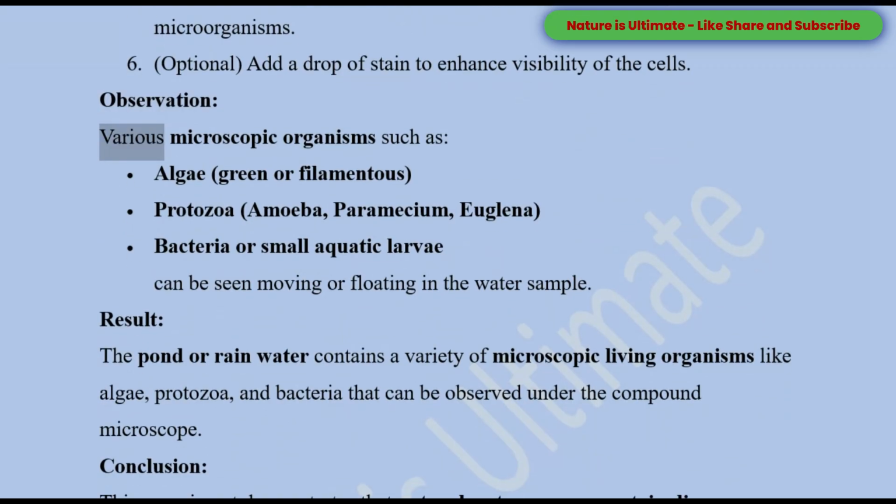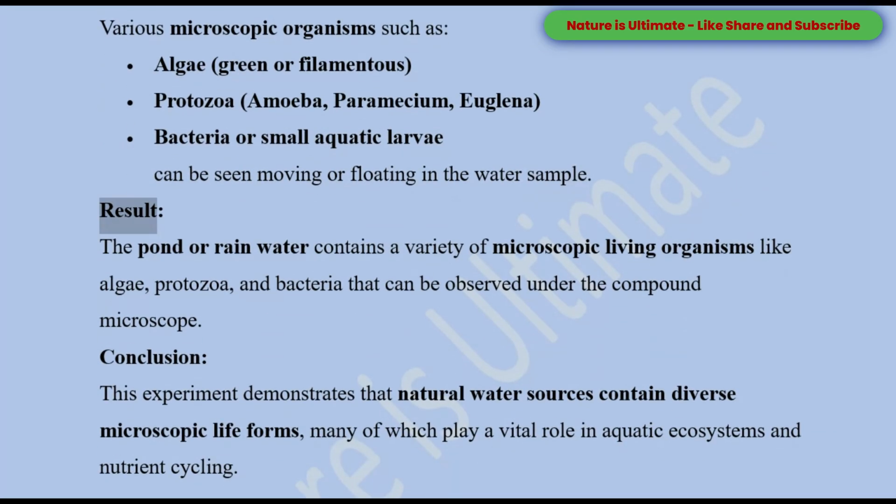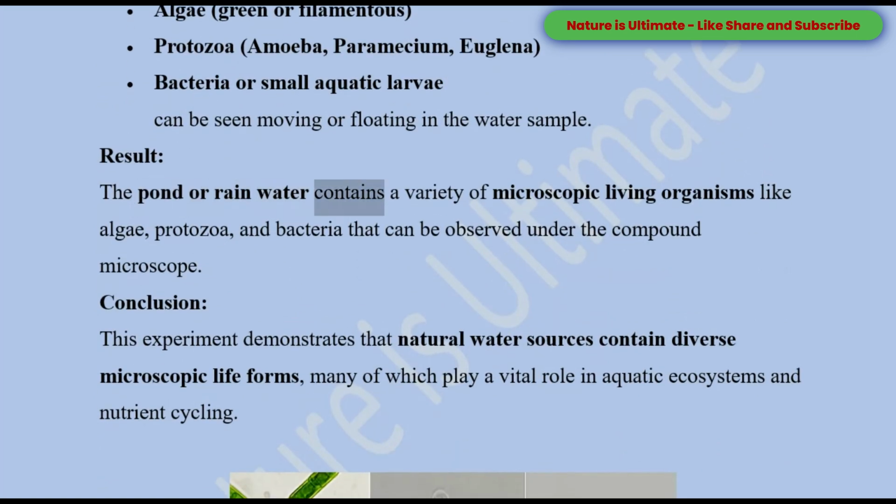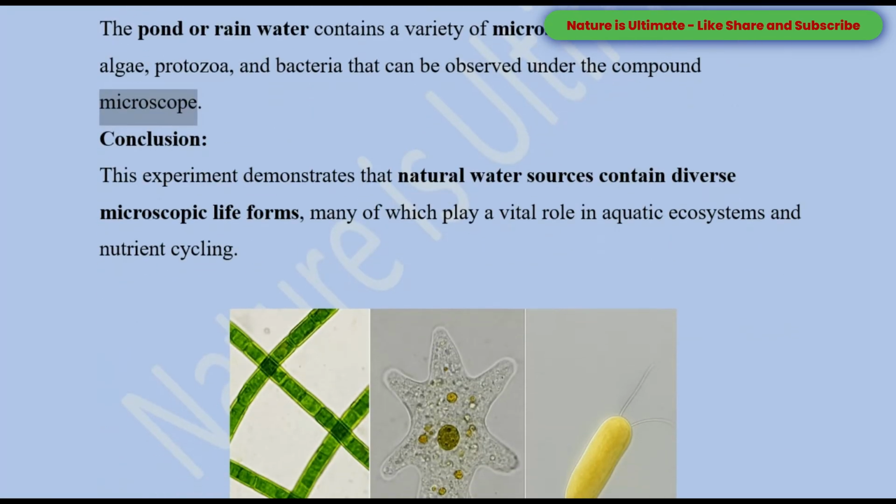Observation: Various microscopic organisms such as algae (green or filamentous), protozoa (Amoeba, Paramecium, Euglena), bacteria, or small aquatic larvae can be seen moving or floating in the water sample. Result: The pond or rainwater contains a variety of microscopic living organisms like algae, protozoa, and bacteria that can be observed under the compound microscope.